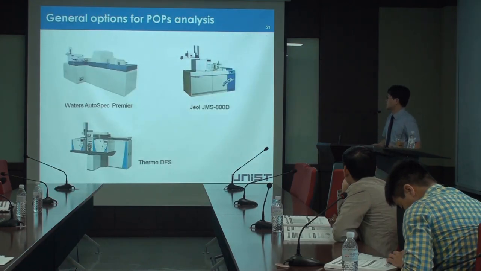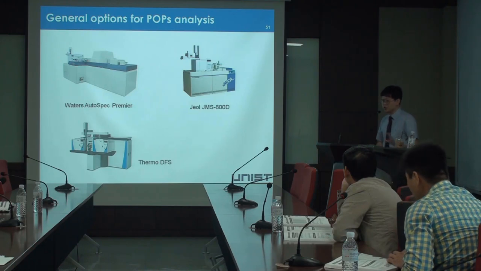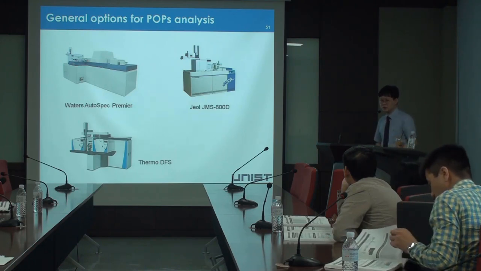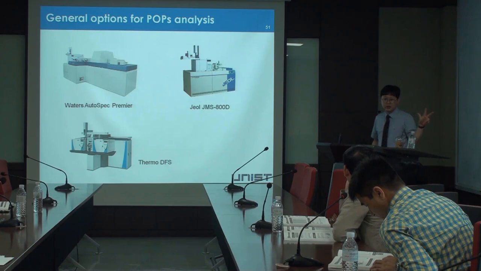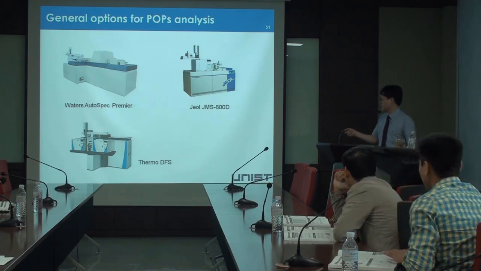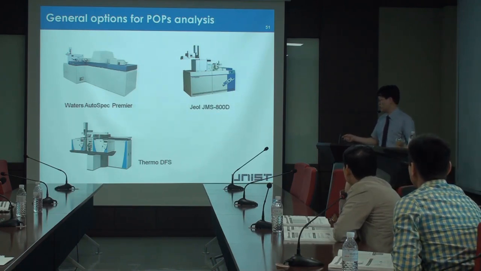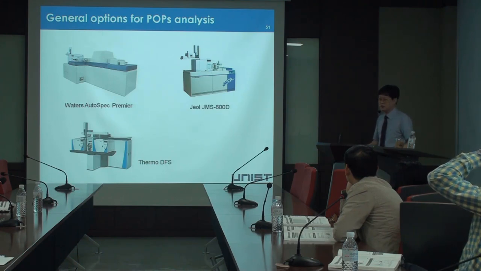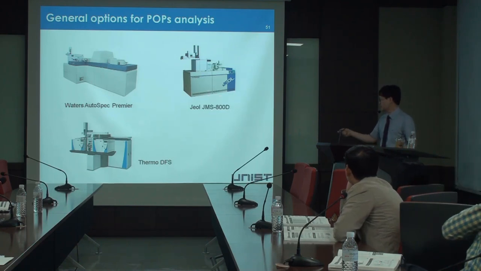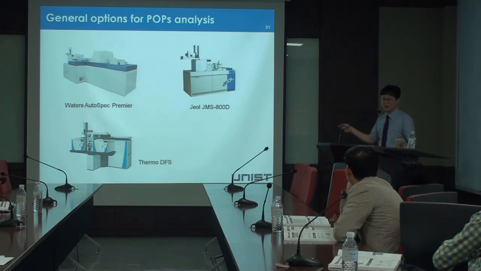So the general option for POPs analysis is GC-HRMS, high resolution mass spectrometry. Right now, there are only three manufacturers that provide HRMS: Waters Autospec, JEOL in Japan, and Thermo. But right now, Waters has stopped the production of HRMS. They want to shift to GC-MS/MS. No more HRMS. So we only have two options, but the price of these is much higher than this one. So generally, we can buy this one.